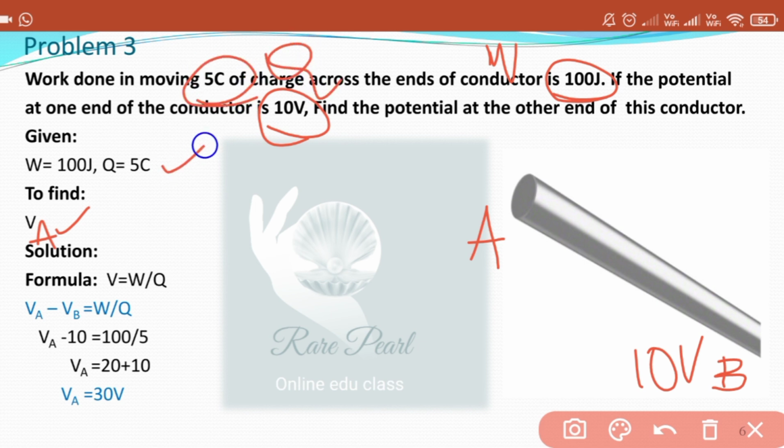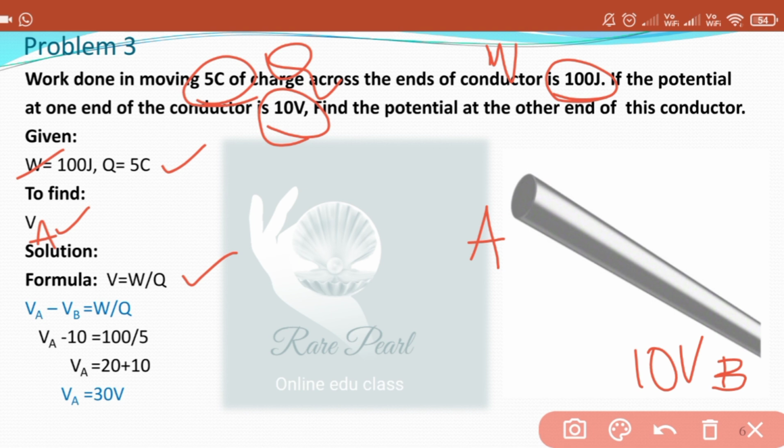So the given data is work done and charge. What will be the relation between V, W and Q? We know V is equal to W by Q, but only the potential at one point is given, and the other point we need to find.